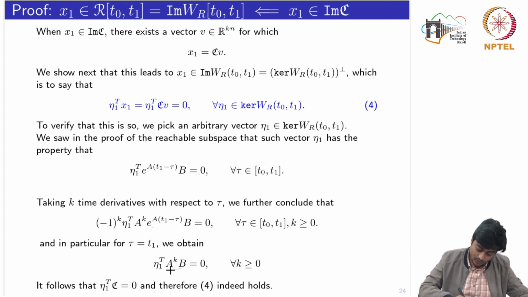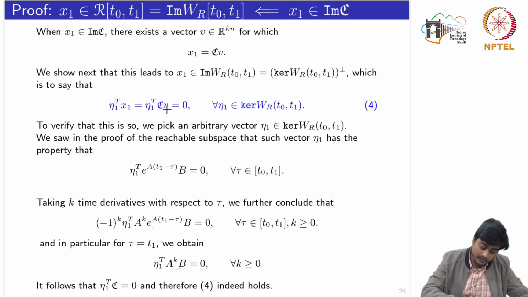Okay. Now if I open these all k's starting from 0 to n minus 1, this will become the controllability matrix. Meaning to say that eta 1 transpose into the controllability matrix is nothing but equal to 0. Right? Which implies that x1 belongs to the image of WR. Okay, this is what we want to prove, that eta 1 C V is equal to 0, and in this equation we already have eta 1 transpose C is equal to 0.